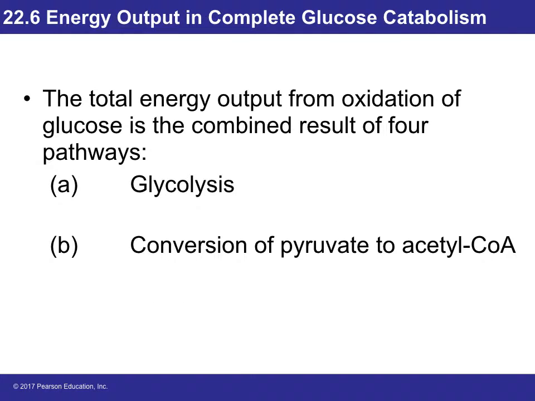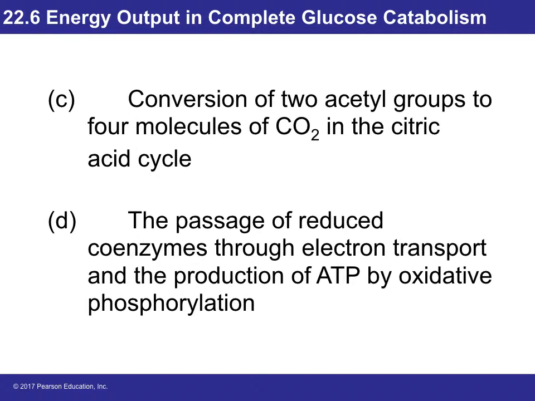So that means we're going to look first at the oxidation of glucose from glycolysis and conversion of pyruvate to acetyl coenzyme A. So how does it work here? Well, A, glycolysis, the glucose is split into 2 pyruvate. B, pyruvate goes into 2 acetyl coenzyme A. C, conversion of those acetyl groups to 4 molecules of carbon dioxide in the citric acid cycle. And D, we're going to go through the electron transport chain and the oxidative phosphorylation.